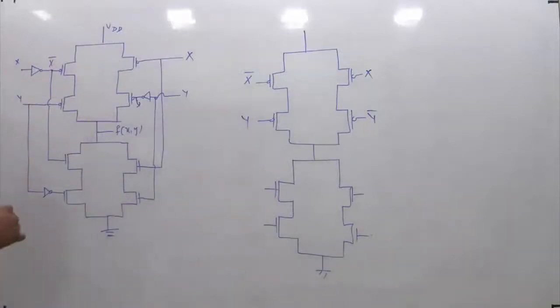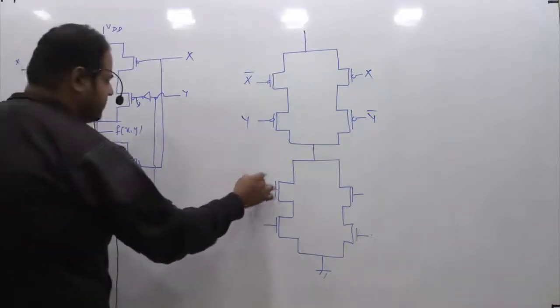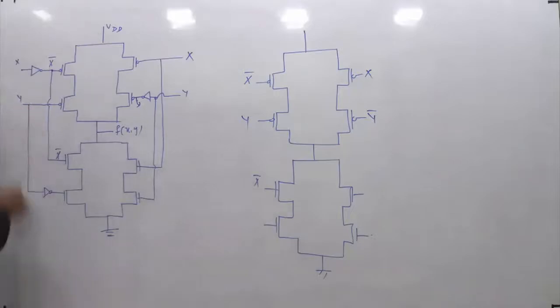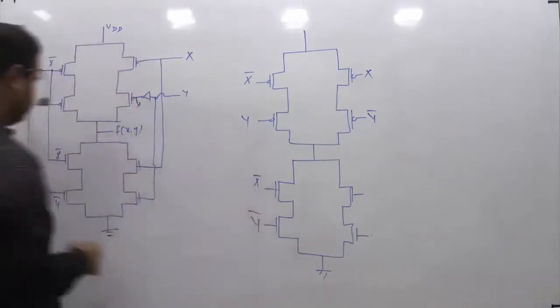Similarly, if I ask for the bottom one, what is this? If this is X bar, the same line is connected to this, so this is also X bar. And what is this? If this is Y, this will be a Y bar, so to this one we have connected Y bar.